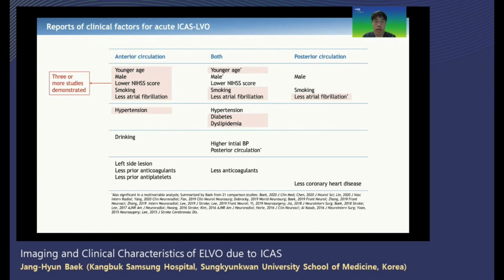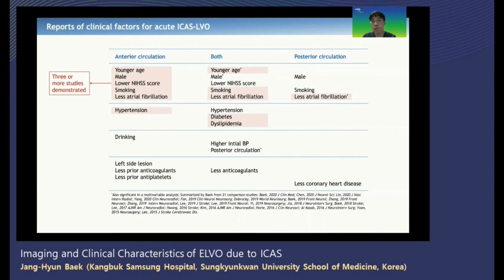As you can see in this table, some clinical variables were significantly different, but the significance of these clinical variables depends on the study population or the design of the study. However, younger age, male sex, less severe stroke, atrial fibrillation, hypertension, diabetes, and dyslipidemia were consistently regarded as the main differences in the 3 studies.